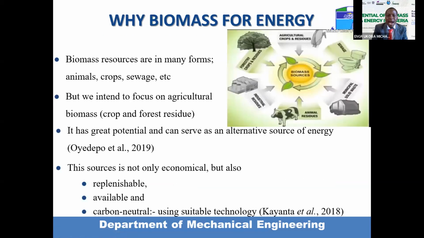Biomass resources are in many forms. It can be obtained from animal, crop, sewage, and all of that. But we intend to focus here on agricultural biomass, primarily crop and forest residue. The intention is that rather than battling with generating energy from food products, those residues, for example peels, that are being burnt or disposed indiscriminately, causing environmental hazard, can be gathered and used for electrical energy generation that the developing nations are combating with.